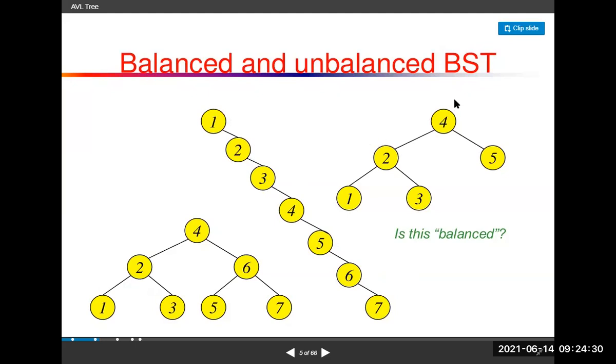Okay, so this is called an unbalanced BST. BST means binary search tree. This is also a binary tree, don't worry. It is a binary tree. A binary search tree is also a binary tree. Okay, we will see it later.